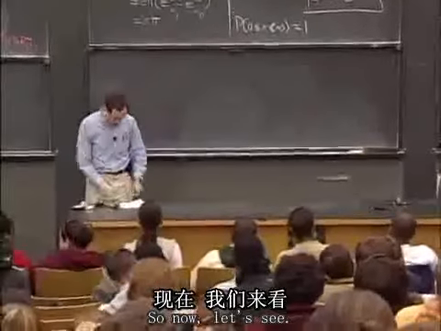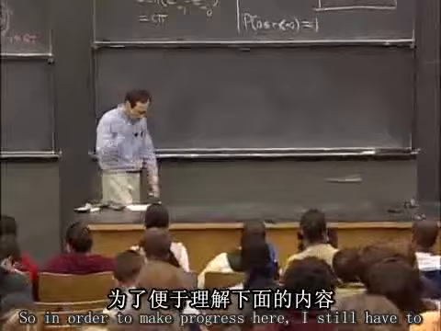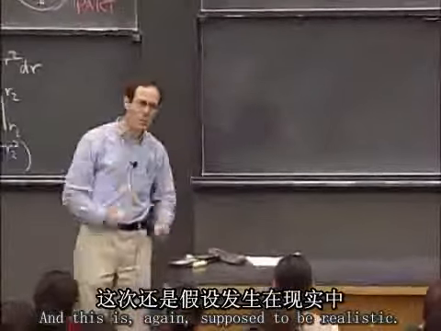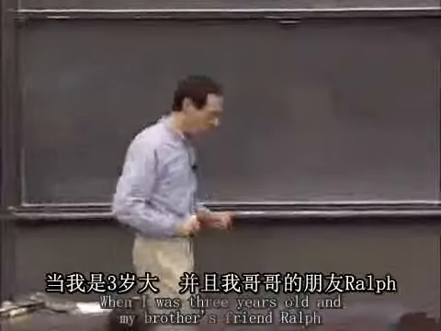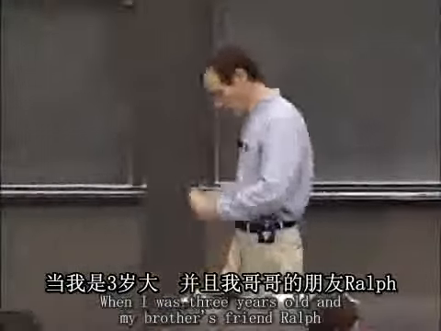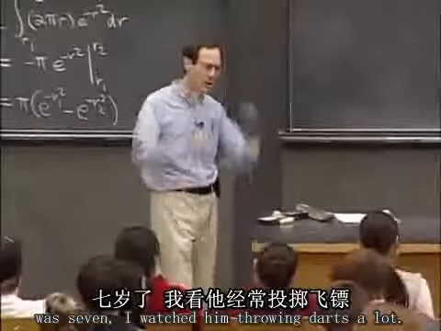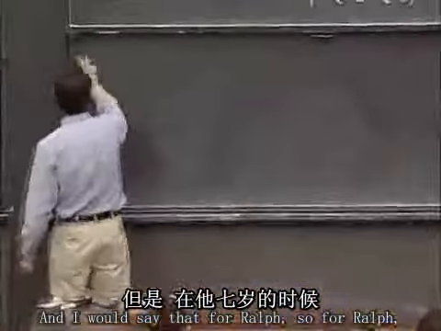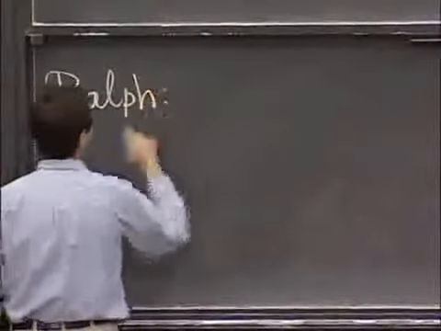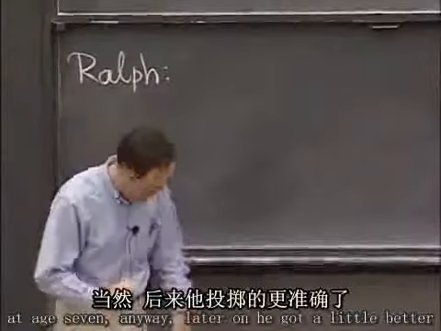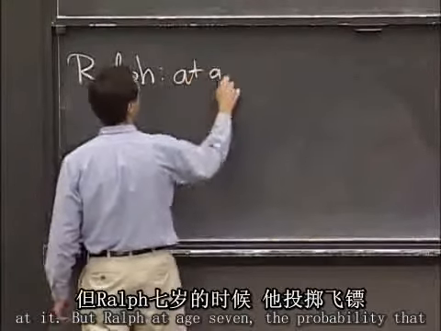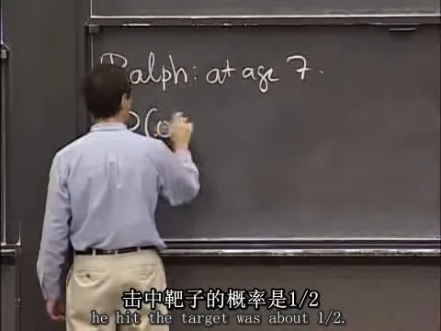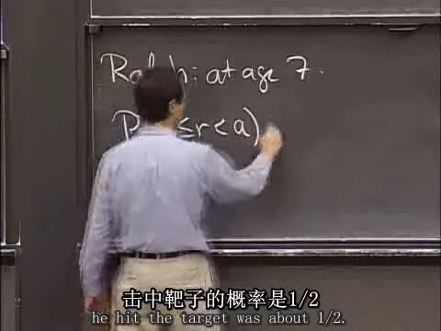All right. So now, let's see. Where do I want to go from here? In order to make progress here, I still have to give you one more piece of information. And this is, again, supposed to be realistic. When I was 3 years old and my brother's friend Ralph was 7, I watched him throwing darts a lot. And I would say that for Ralph, at age 7 anyway, later on he got a little better at it, the probability that he hit the target was about a half.